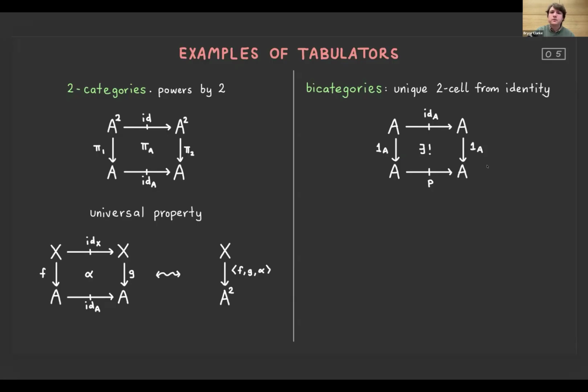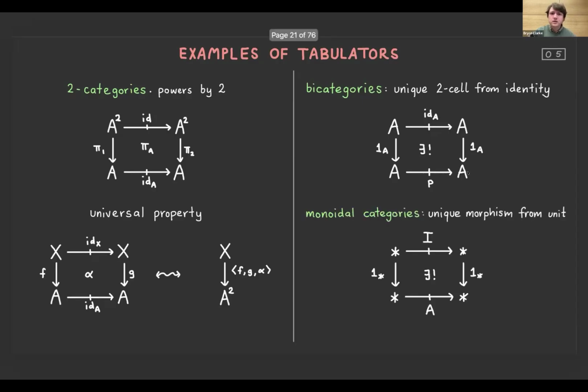So for a loose endomorphism in a bicategory to have a tabulator, this is exactly to say that there exists a unique cell from the identity on that object, okay, which is perhaps a bit of a strange thing to consider. But if we specialize again to monoidal categories, then this is just the same as saying that there exists a unique morphism from the unit object in our monoidal category, okay?